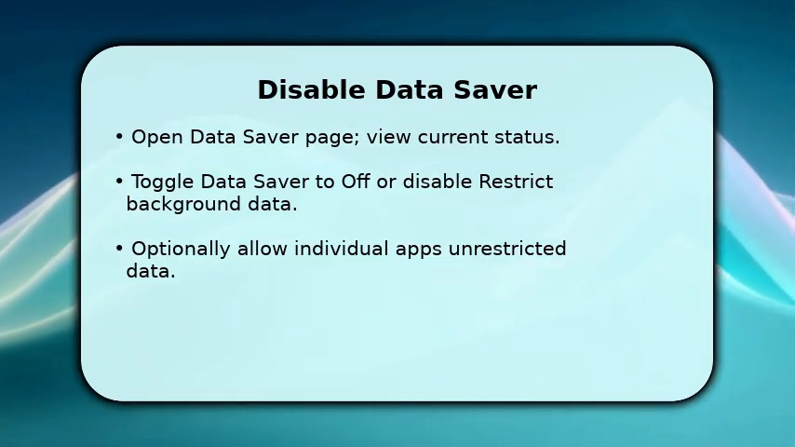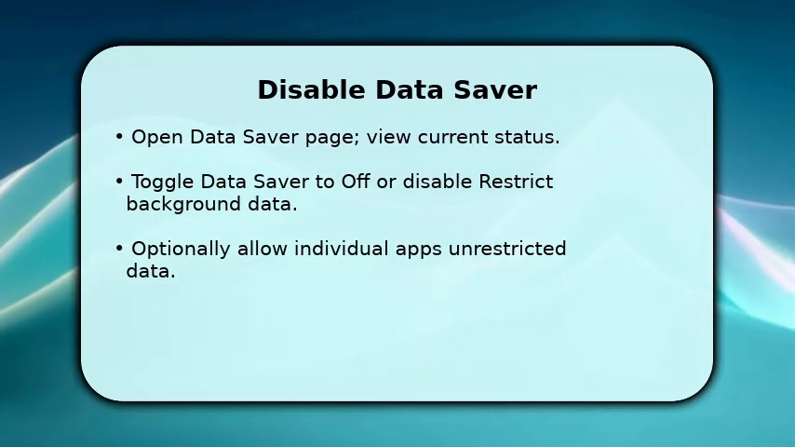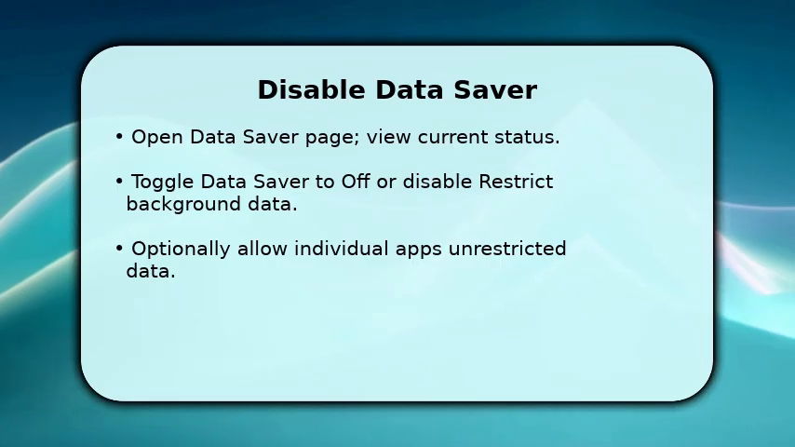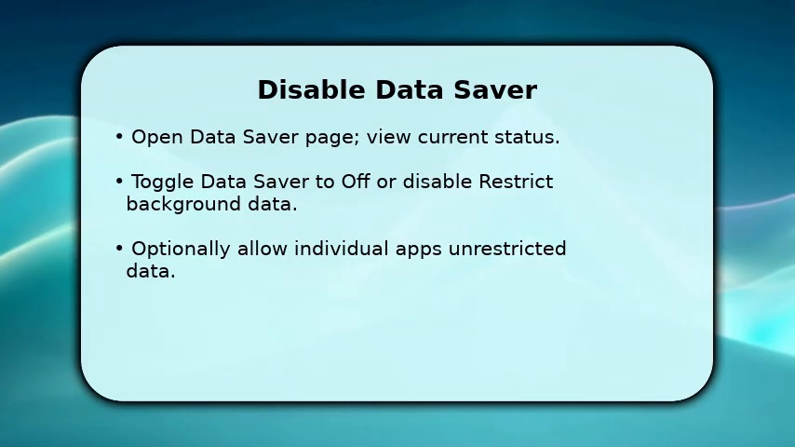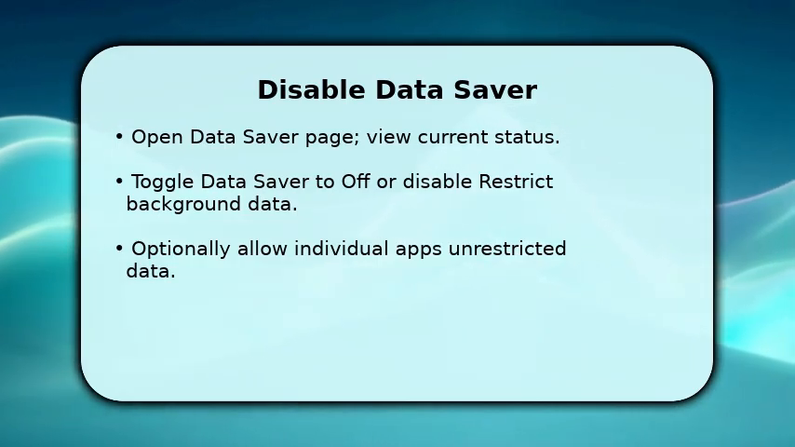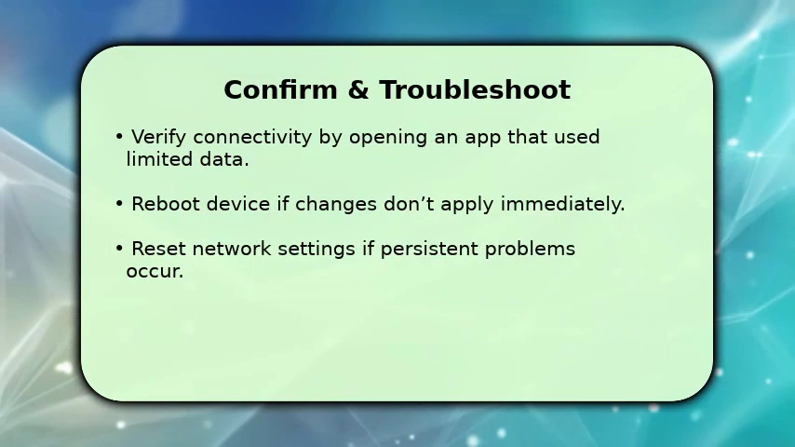Once disabled, check the app exceptions list and remove or add apps you want to allow unrestricted data. This prevents surprises where some apps still appear limited because they were explicitly blocked earlier. After toggling Data Saver off, open an app that previously showed limited background syncing to confirm data flows normally.